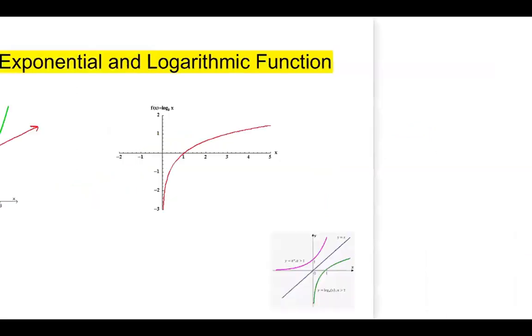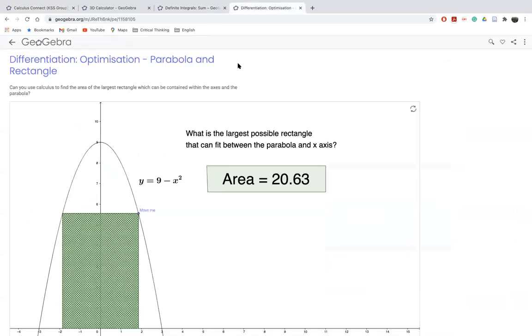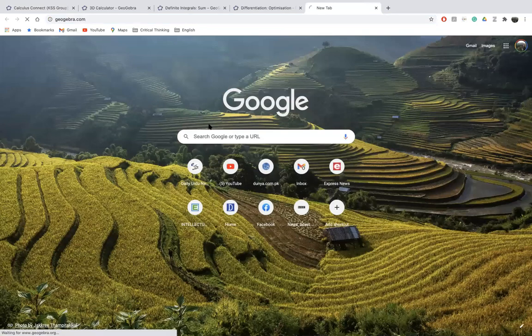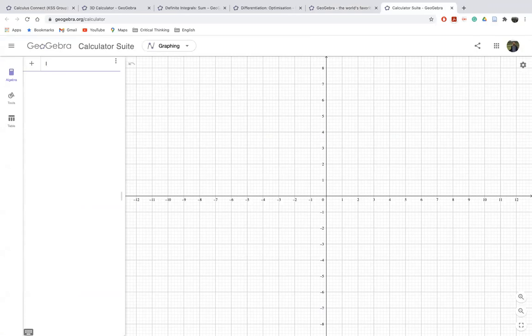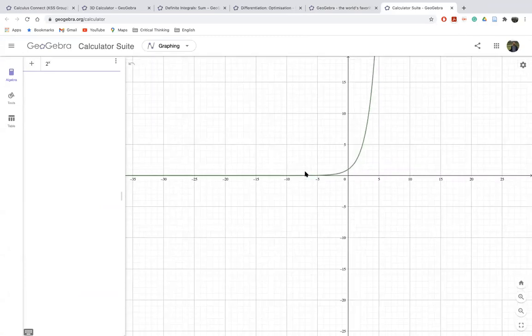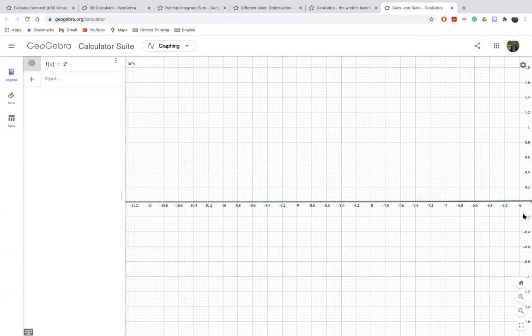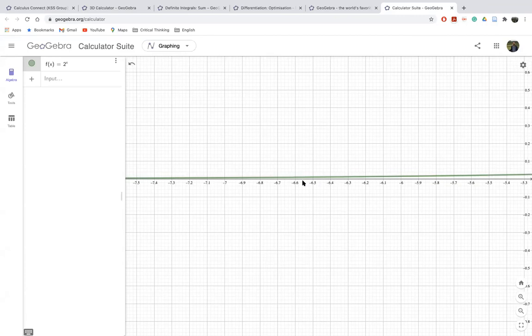Actually, let me quickly show you on GeoGebra. Sorry, give me a second. Let me quickly sketch the graph so you will see what is happening here. Let's see, 2 to the power x. You see, this is the curve. But if you zoom in further, it never crosses the x-axis. You see, there's still some gap. If you zoom in, there's still some gap.